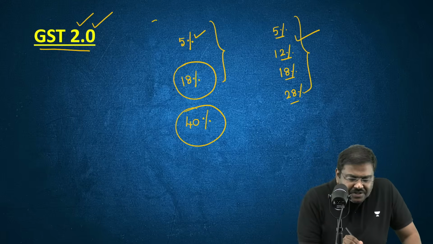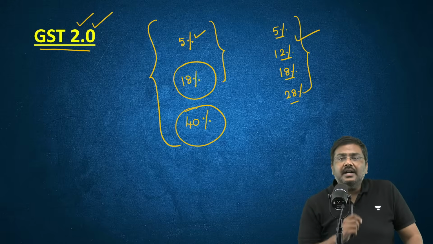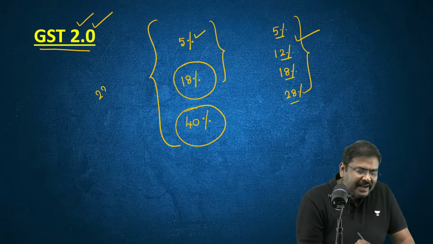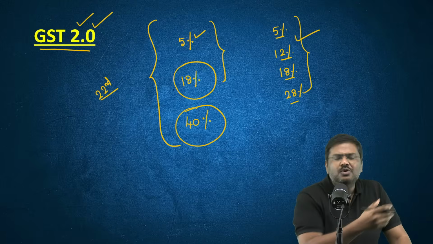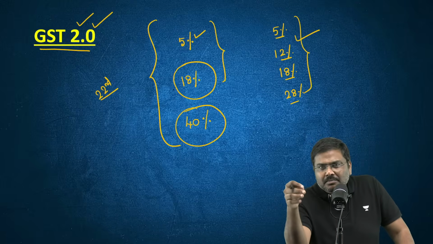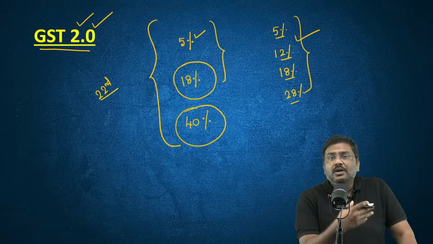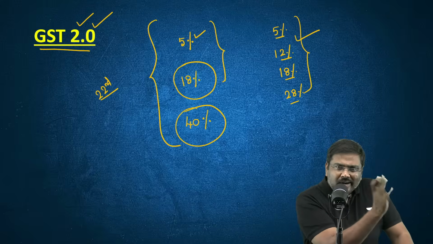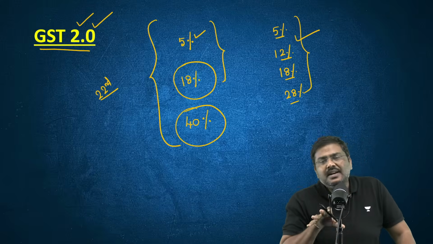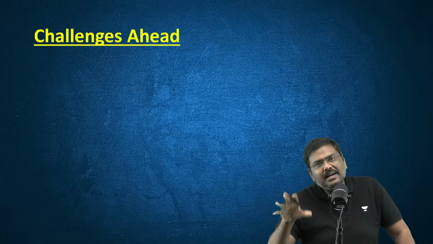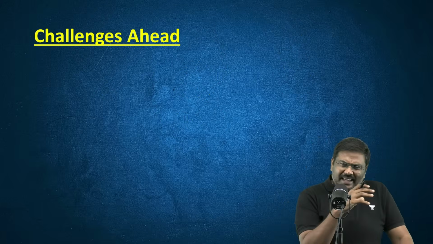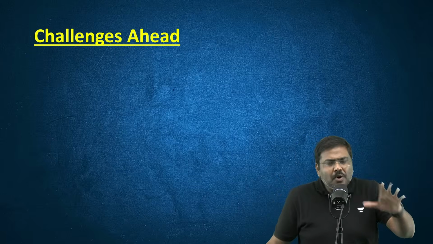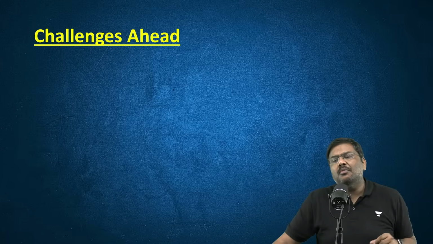Right, so this is the rationalization exercise conducted by the GST Council, which will come into force from 22nd September 2025, five more days from now. Why was it done? We have understood the problems compared to the earlier system. To address those problems, this rationalization exercise has been conducted. But are there any challenges associated with even this? Are there any problems associated with even this particular model of GST?